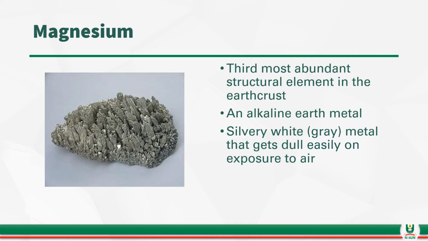Magnesium is the third most abundant structural element in the earth's crust. In fact, it's the third of the metals used in construction. It is an alkaline earth metal and is a silvery white or gray metal that gets dull easily on exposure to air. This image here shows us the look of magnesium metal. So, how is it produced?